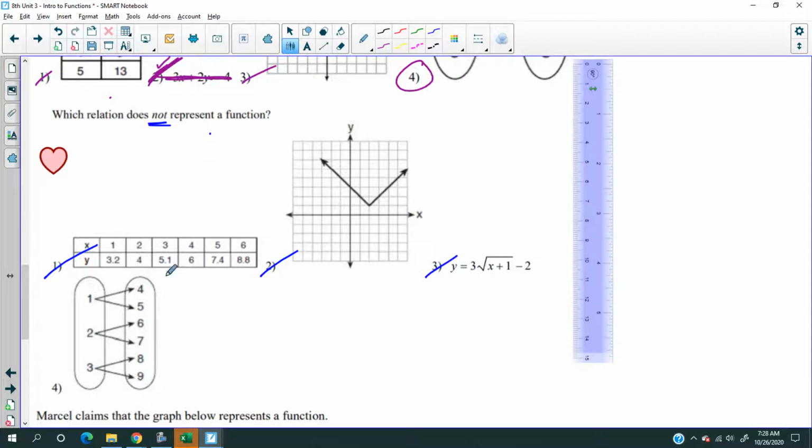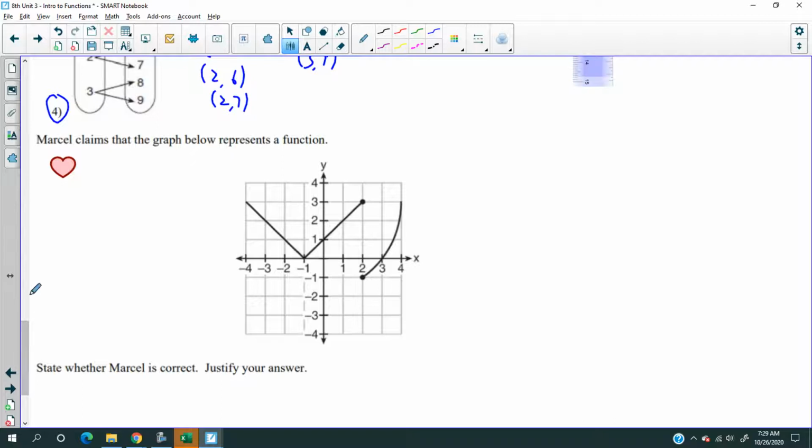This one is as anti-function as it gets, because look, 1, 4, 1, 5, 2, 6, 2, 7, 3, 8, 3, 9. I mean, look how many times these numbers repeated, right? So that's it. That's not a function, okay? All right, next question.